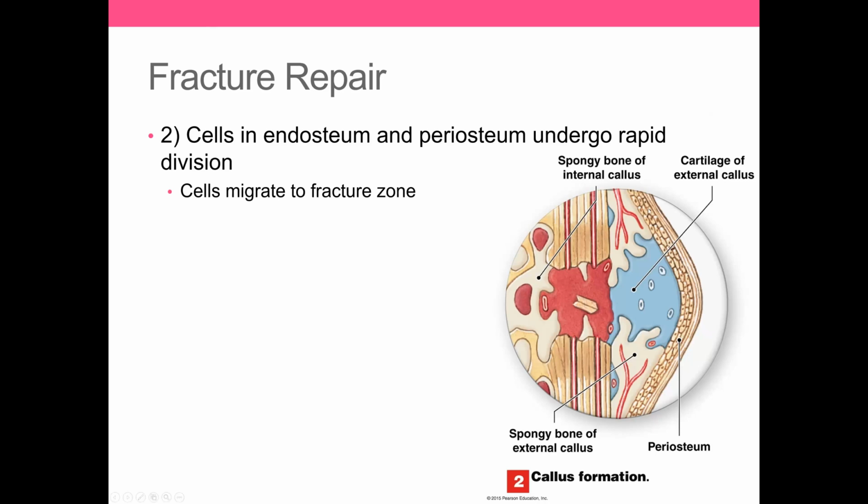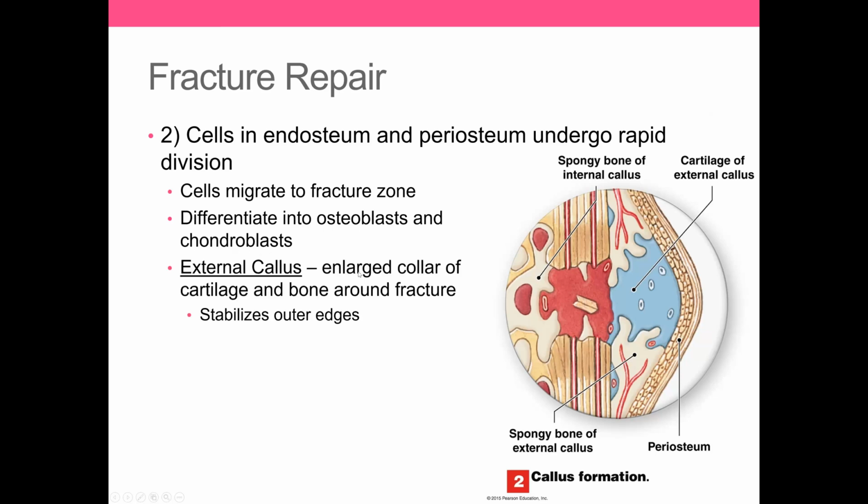These cells are going to migrate to the fracture zone, so the area where the bone is broken, and they are going to differentiate into osteoblasts, and some of them will actually differentiate into chondroblasts, which are cells that make cartilage. And so they're going to basically make this little fix of a mix of cartilage and bone around the fracture site. And it's going to happen both on the outside and the inside.